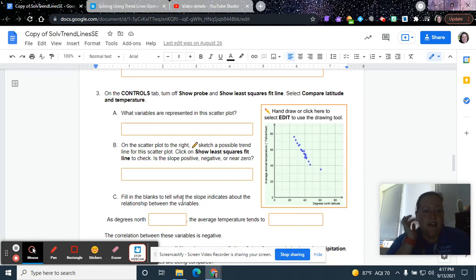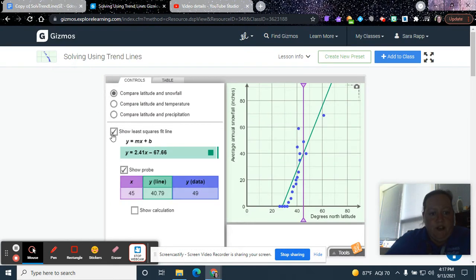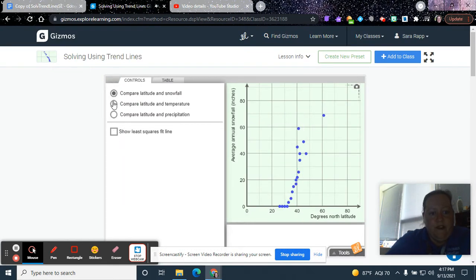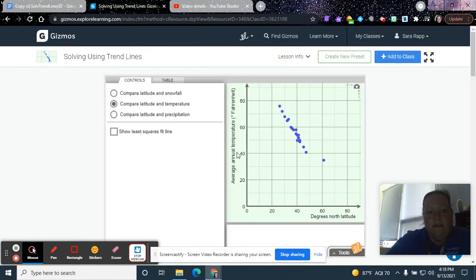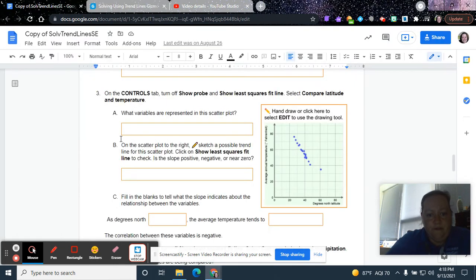And then it says, on the controls tab, turn off show probe and show least squares fit line, and then compare latitude and temperature. So we're turning this off, and then we're changing it to latitude and temperature. And now it says, what variables are represented in this scatter plot? Think about what we know. The variables are going to be your X and your Y. Your X is your horizontal, your Y is your vertical.